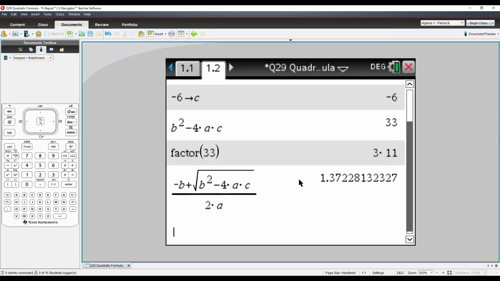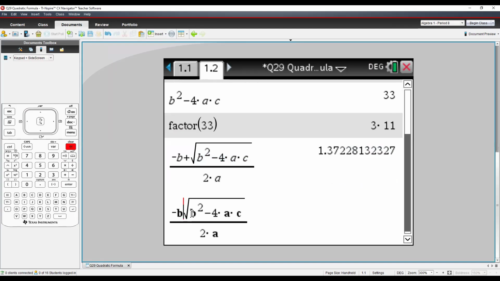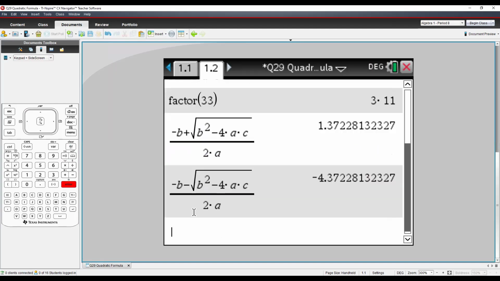But let me show you the second root. If I copy this, and then go in here and make this a minus, that's the second root, right? I got both of them, but they're as decimals. They didn't want them as decimals. They said they wanted the exact root. So that means you have to leave everything as a fraction.